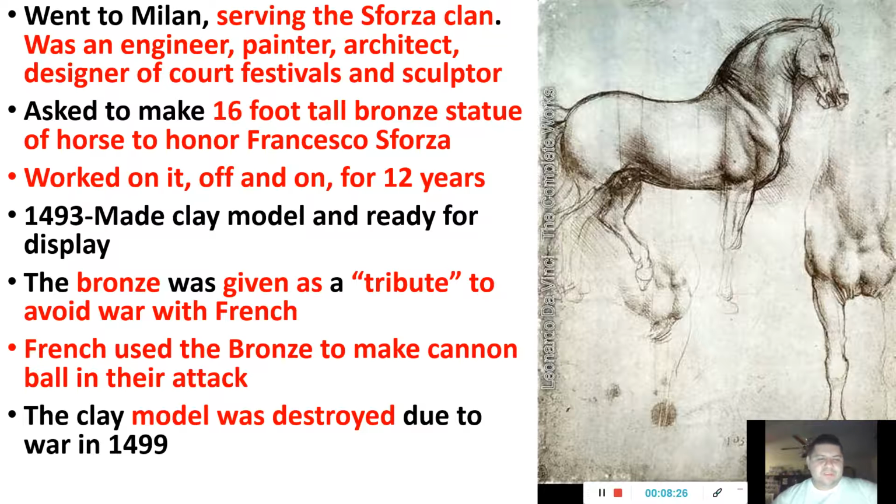Okay. So the French take over Milan, and the horse is used for target practice. The French would shoot guns at it, they would throw knives, things like that. And as time went on, the chunks of the horse would come off. And by 1499, the horse was basically completely gone. So what should have been really Da Vinci's prized creation ends up being destroyed.